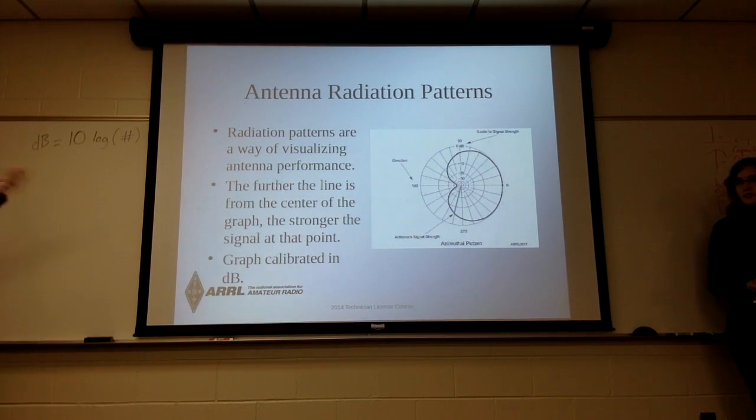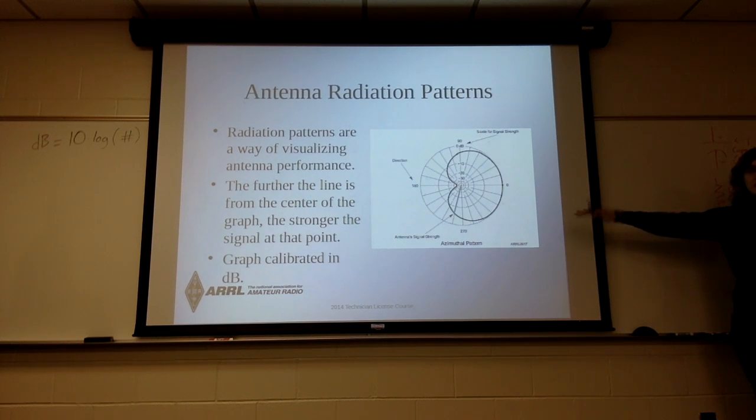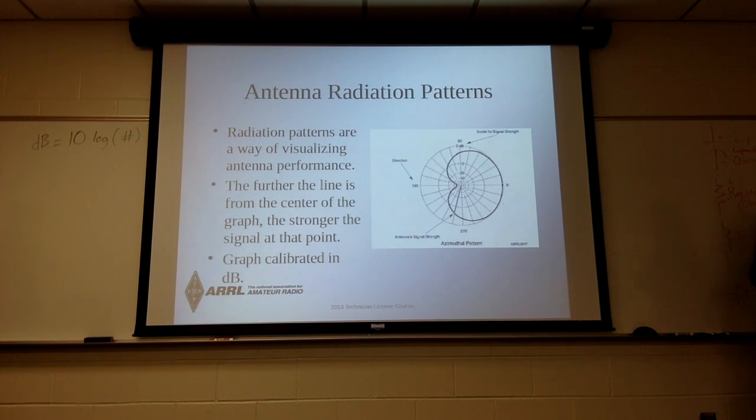And these numbers are all plotted in dB. This is azimuth, so this is only showing horizontal. This shows nothing about how it goes straight up or straight down. That would be elevation. You can also plot these three-dimensionally on a computer, and it looks really awesome because then you can see exactly how much energy is going into the sky, for instance, if you're going to talk to satellites.